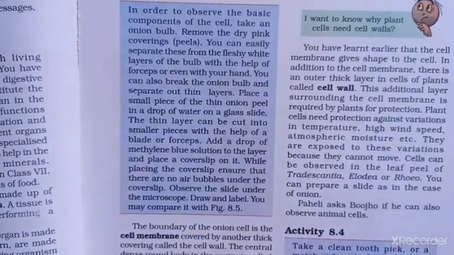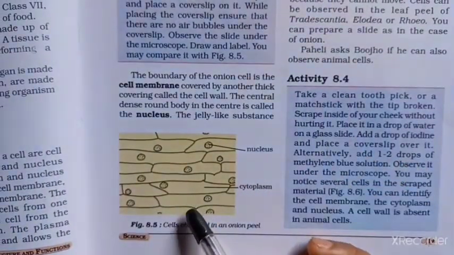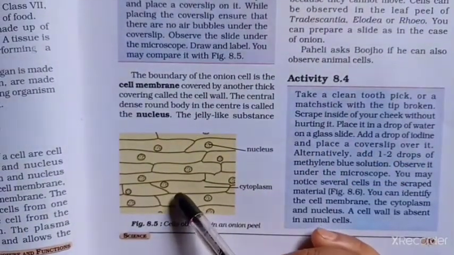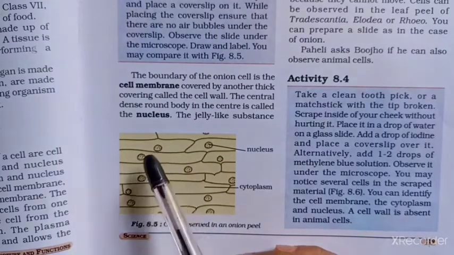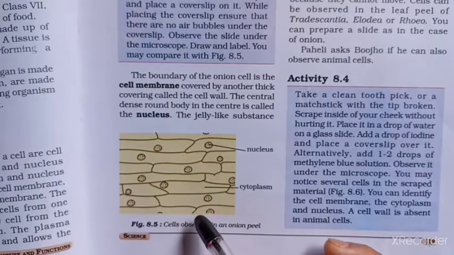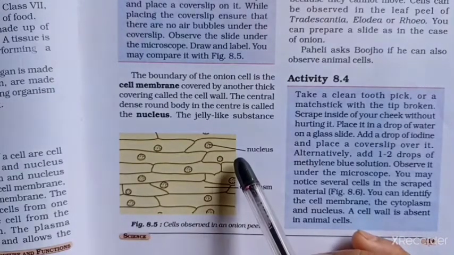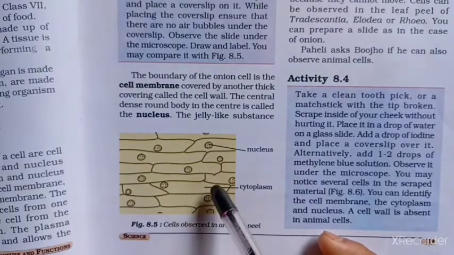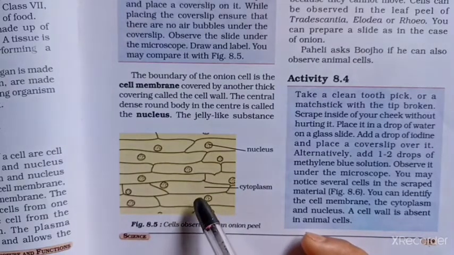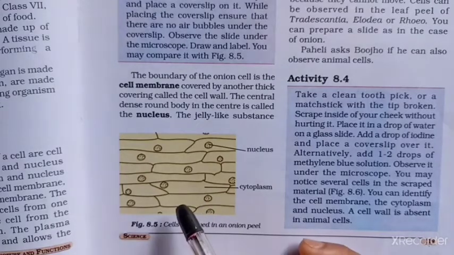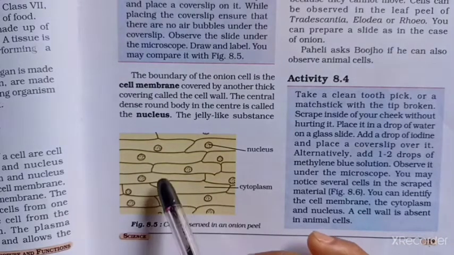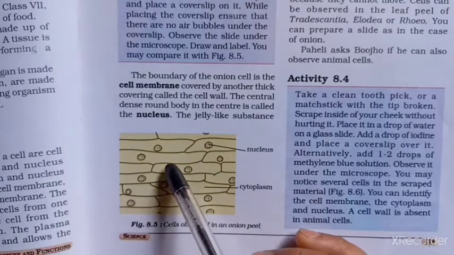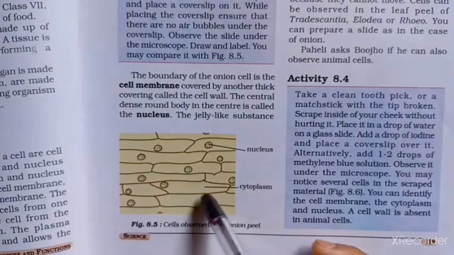Figure 8.5 shows what you can see in the peel of the onion after observation in a microscope. Onion is a very common vegetable that we eat every day, and the scientific name of onion is Allium cepa. The cells observed in an onion peel look like this. And this is the nucleus, and this is the cytoplasm.